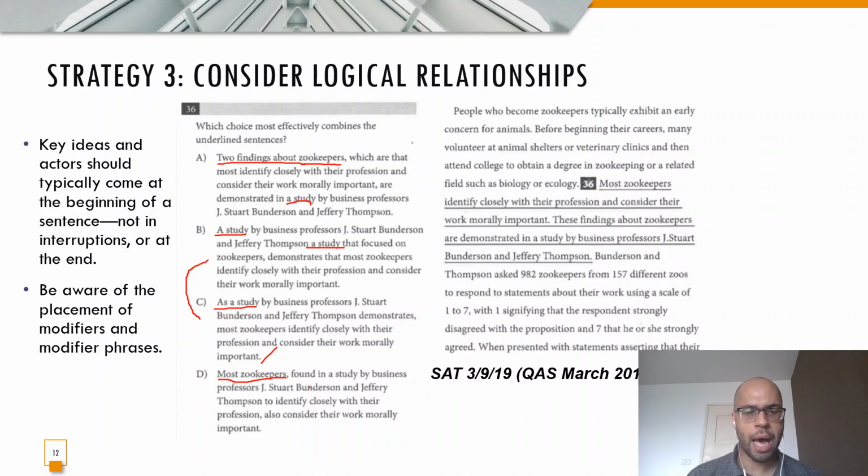The other issue here is that when you say most zookeepers, and then you describe them as found in a study, it almost suggests that only the zookeepers that were found in the study consider their work morally important, not the point that zookeepers in general find their work important. This makes it sound like only the zookeepers that they studied found their work important, and not that the study has the broad implication that all zookeepers find their work morally important. So our answer here is C. It's got a nice conjunction at the beginning to unify those ideas. As the study found, this was the case.